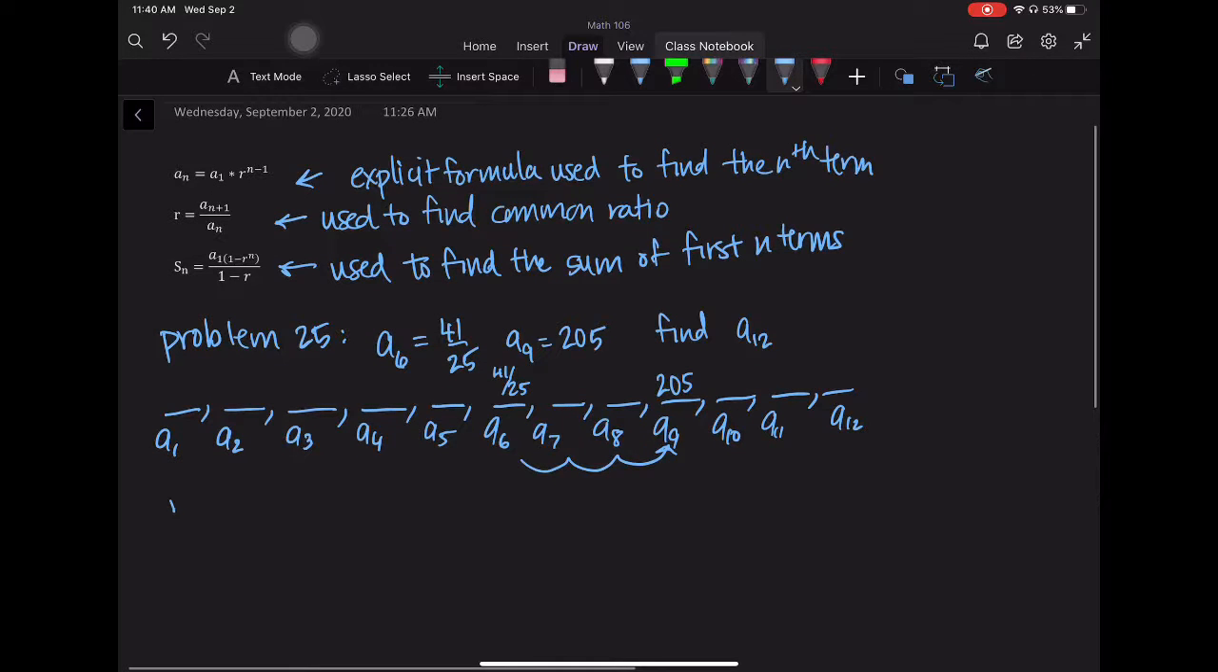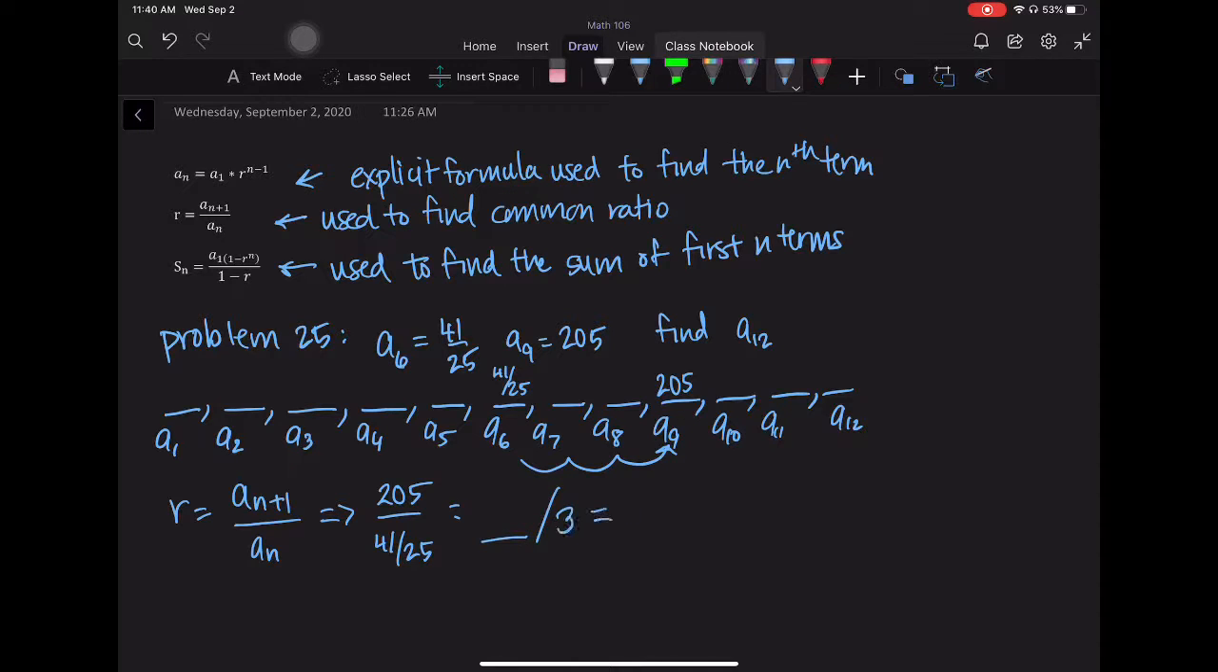Now, we could use the idea of finding the common ratio between one term and the next term, but we're going to have to adjust it a little bit. We know that we have 205, and then we have 41 over 25, but that's for three terms. So if we divide these to get some number, we then split it in three to get the common ratio, since we have a6 and a9, not say a8 and a9, or a6 and a7. You get the idea. 205 divided by 41 over 25 gives you 125. If you split that by 3, your common ratio is going to be 5.